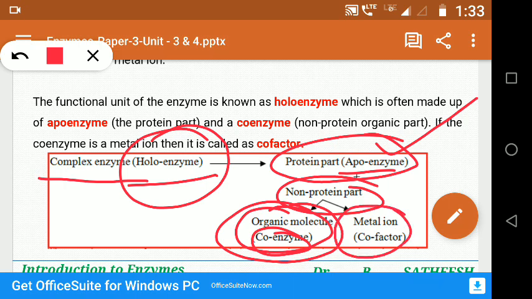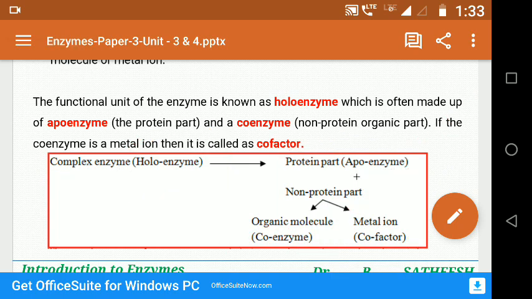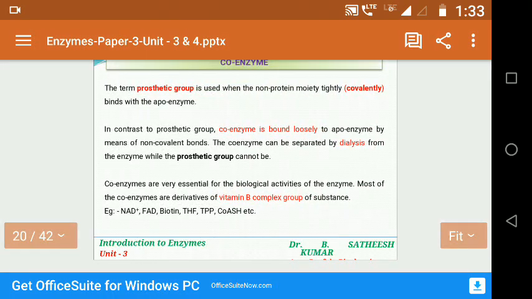In some cases, instead of organic molecules, the enzymes use metal ions to assist the catalytic process. These metal ions, like zinc, calcium, potassium, are generally utilized in the catalytic reaction. These metals are called cofactors. If it is an organic molecule, it is a coenzyme, and if it is a metal ion, then it is a cofactor.